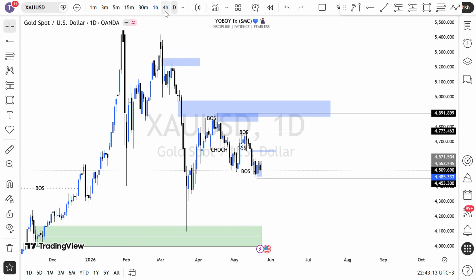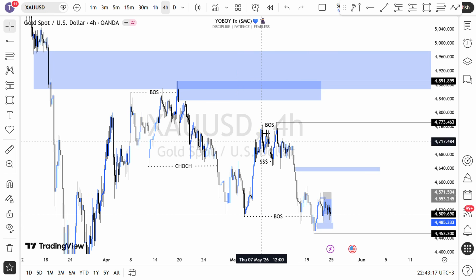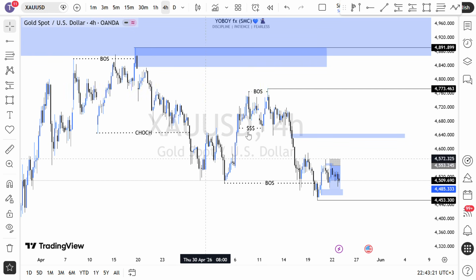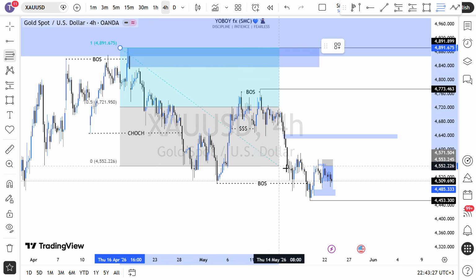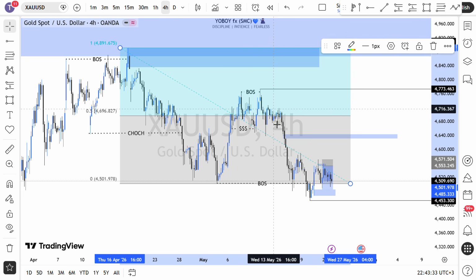After that change of character, price had a very good retracement into these areas, and then after coming back into this area, I think price came into the 50% level, and then price has been selling to the downside. So price came into that 50% level, and then we have this massive drop to the downside.